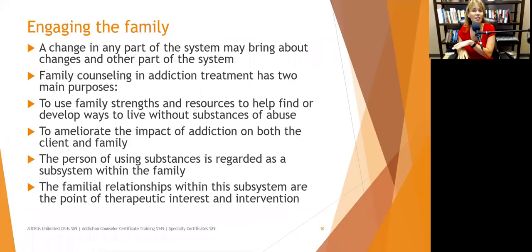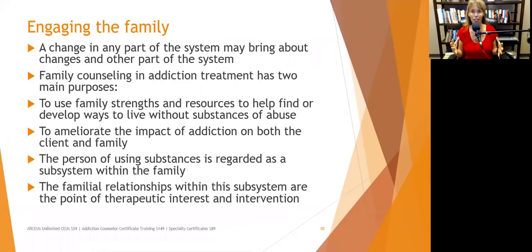So each person is sort of a substation. Now, what happens if they go offline? Or what happens if they're producing too much electricity or whatever? So we want to recognize that each person in the family is a subsystem that impacts the entire system. The familial relationships within each subsystem are the point of therapeutic interest and intervention.